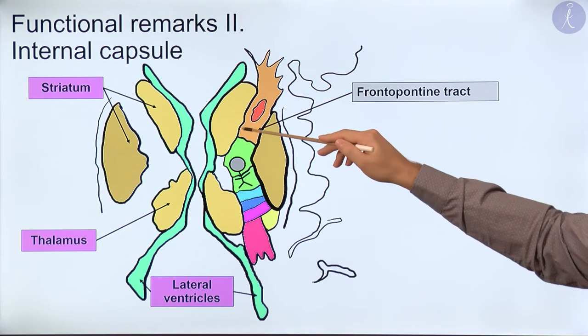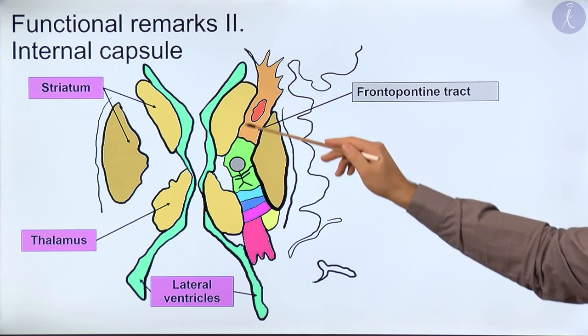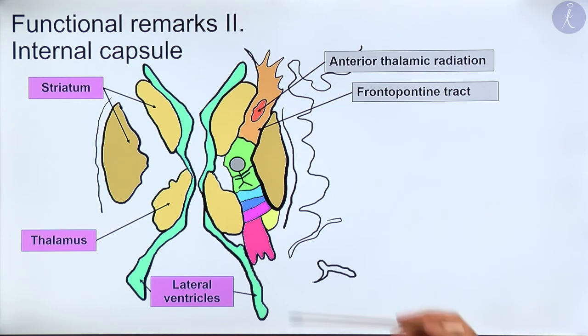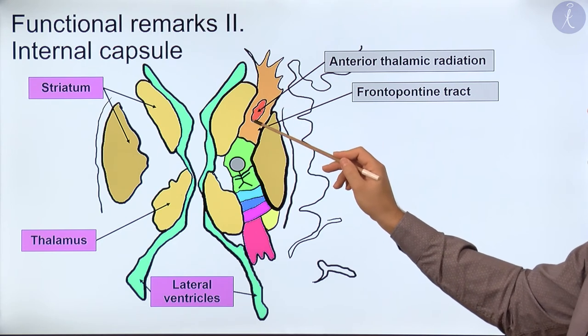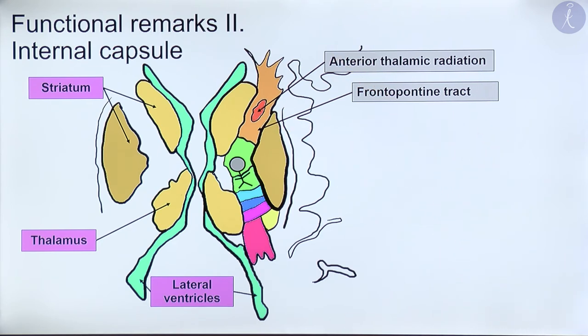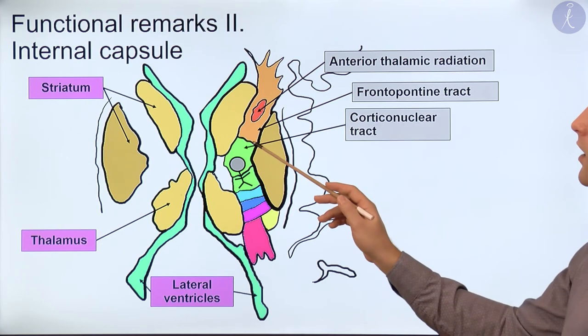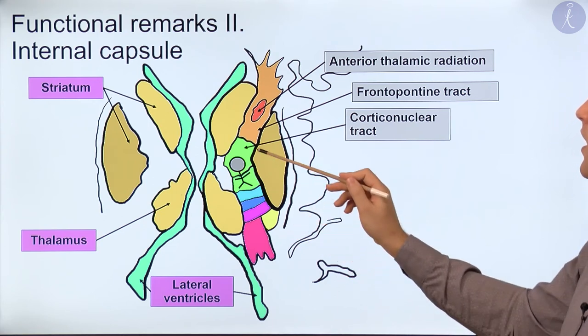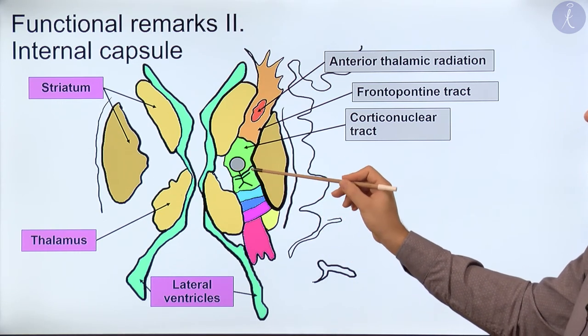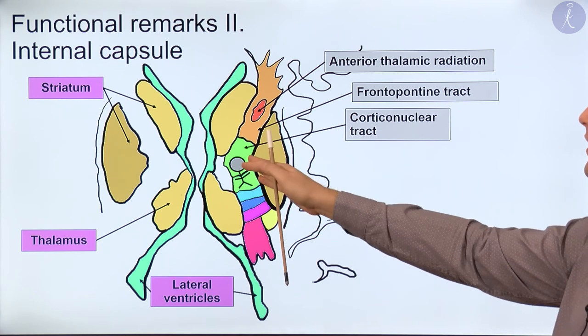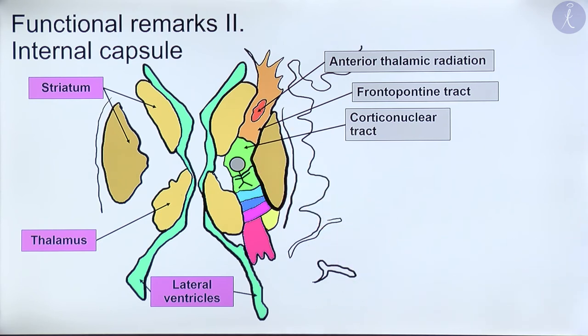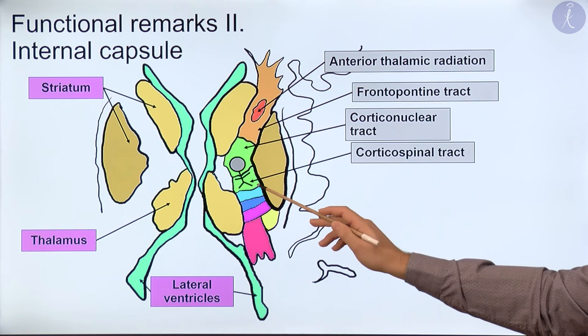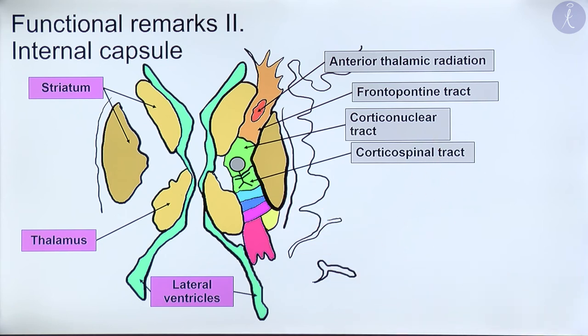In this striatum, especially anteriorly, the largest tract is the frontopontine tract. Intermingled in these fibers of the frontopontine tract, we can find the anterior thalamic radiation. In the genu of this internal capsule, we can find the corticonuclear tract, which receives information from the cortex and sends it toward the brainstem somatomotoric nuclei. Just behind that, you can see the corticospinal tract that innervates your body skeletal muscles.